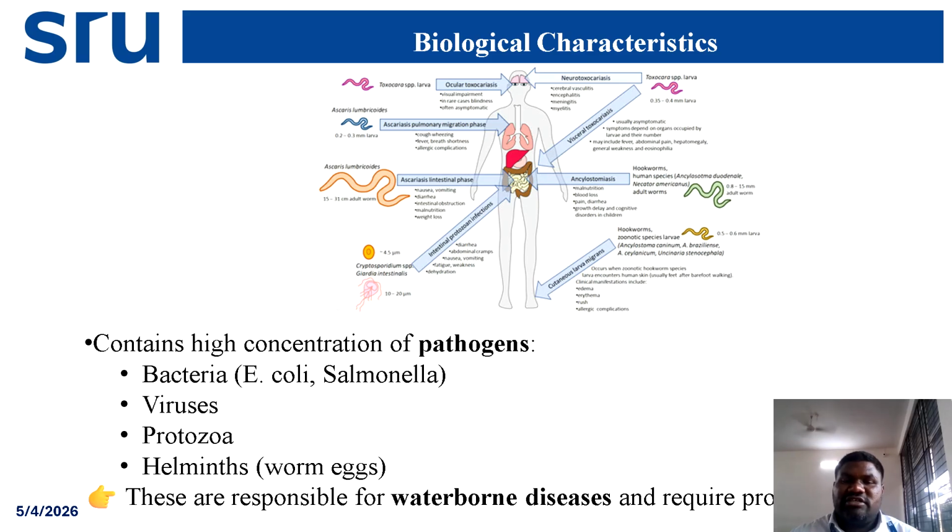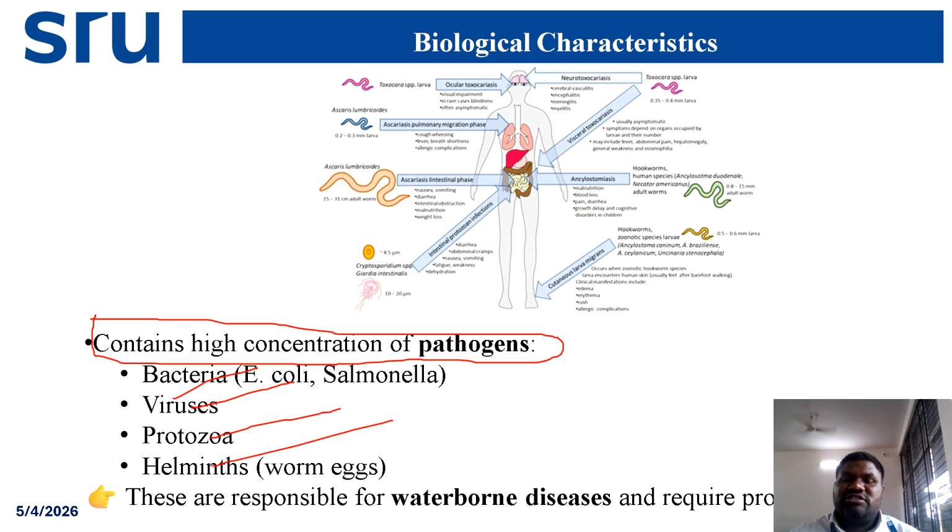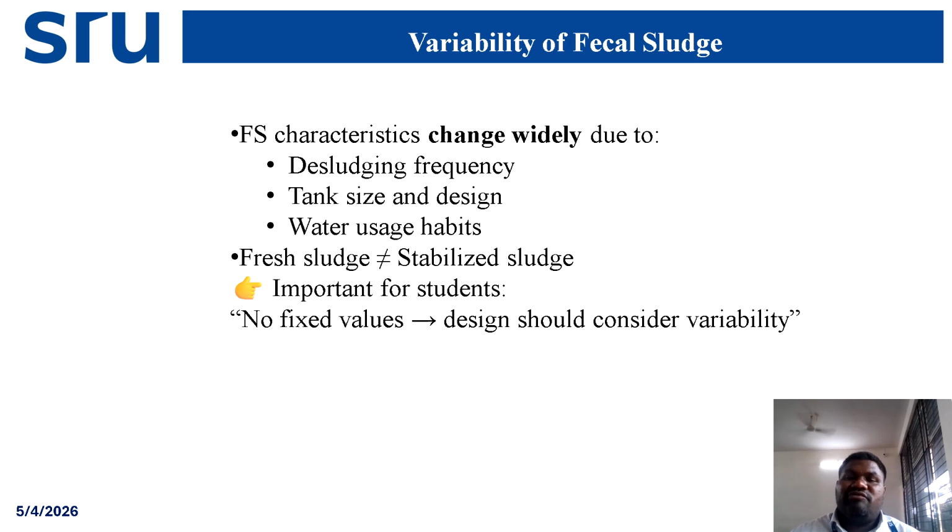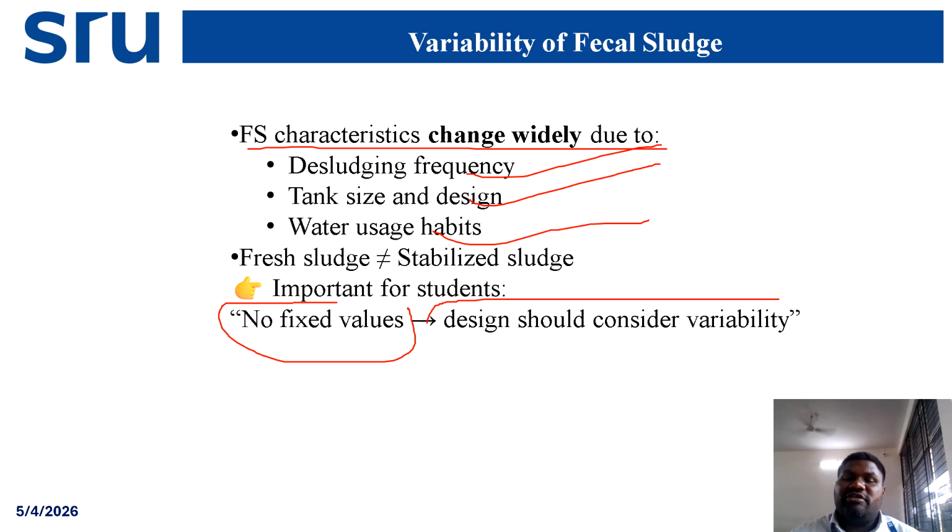Then biological characteristics. Biologically, it contains a high concentration of pathogens. Pathogens may be bacteria, viruses, protozoa, and helminths. These are responsible for different kinds of waterborne diseases. So, variability in fecal sludge. Fecal sludge characteristics change widely due to desludging frequency, tank size and design, and water usage habits. These are the three important parameters that influence fecal sludge characterization. So there are no fixed values. Design should consider variability.